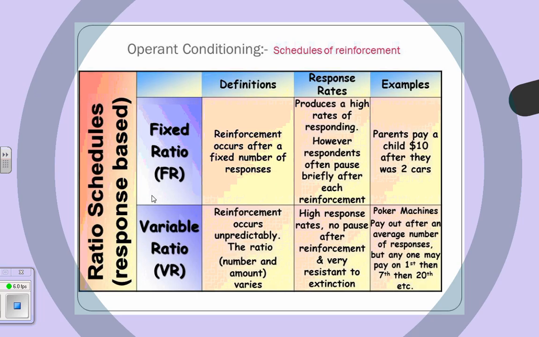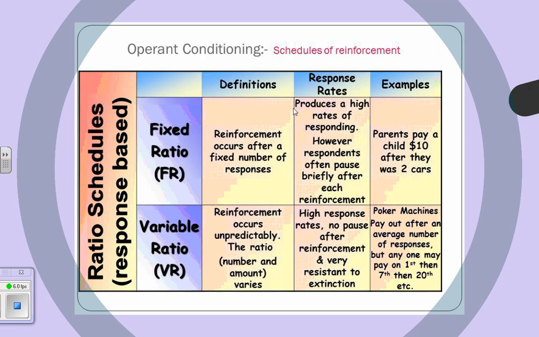So let's discuss this ratio schedule of reinforcement. Ratio means how many responses are correct. Okay? So I can have either fixed ratio or variable ratio. What does fixed ratio mean? It means that the reward, the reinforcement, will come after a fixed number of responses. Every third, every fourth, every fifth. You get to know, you get to understand the pattern.